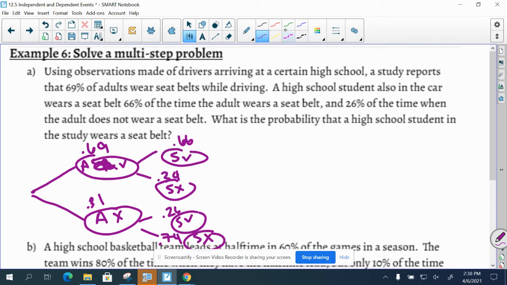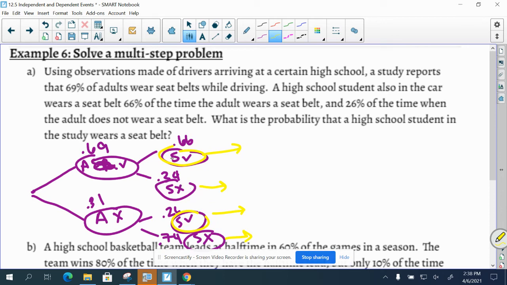So that would be this circle, or this outcome, and that would be this outcome. But notice that there are 4 different outcomes here. There's the adult wearing a seatbelt and the student does, adult does and student doesn't, adult doesn't and student does, adult doesn't and student doesn't. So there are 4 different outcomes that we can find the probability of. And to do that, we would use the multiplication principle.